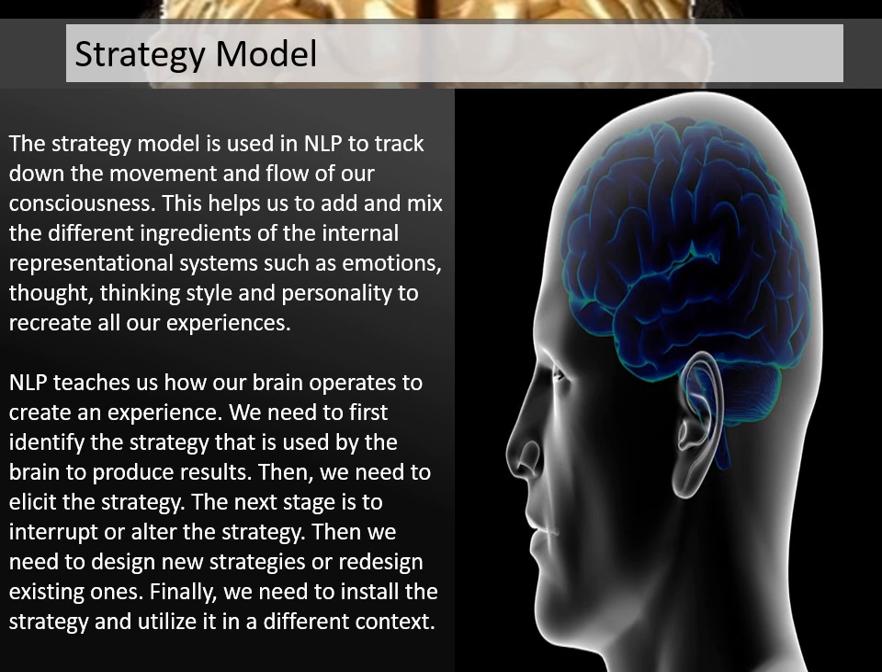We need to first identify the strategy that is used by the brain to produce the results. Then we need to elicit the strategy. The next stage is to interrupt or alter the strategy. Then we need to design new strategies or redesign existing ones. Finally, we need to install the strategy and utilize it in a different context.